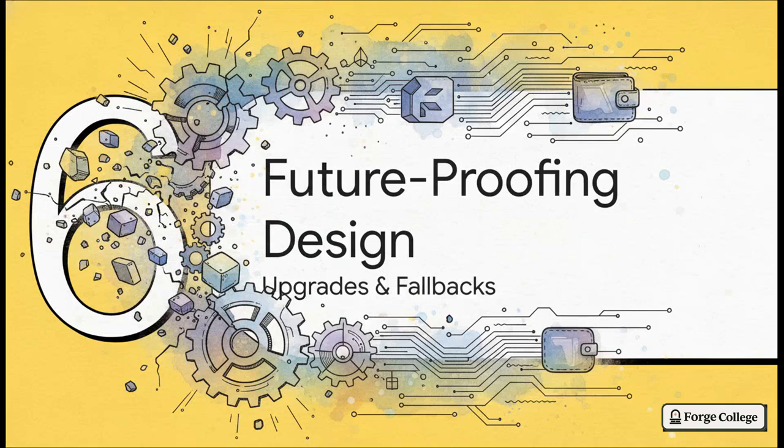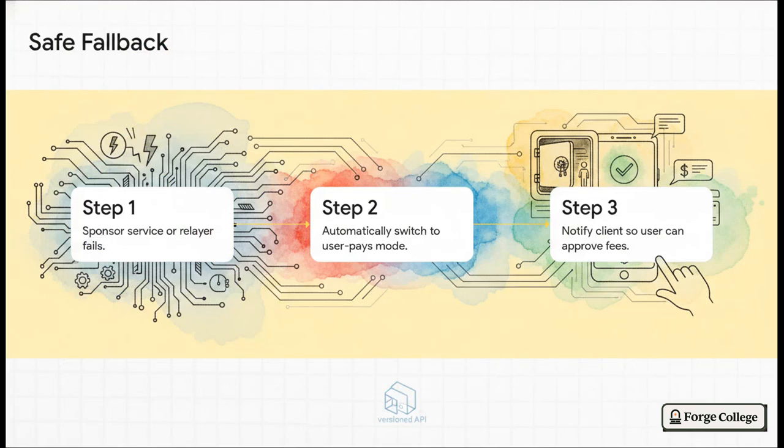Section 6. Future-proofing the design. The only constant in Web3 is that external dependencies will eventually break. It's just a fact. What happens when your relayer network goes down? And let's face it, it's going to happen exactly when you launch your biggest campaign. Well, a smartly designed abstraction layer has a graceful degradation path.